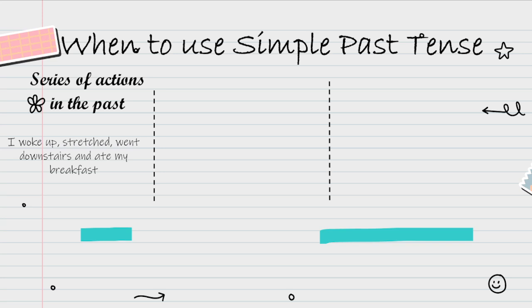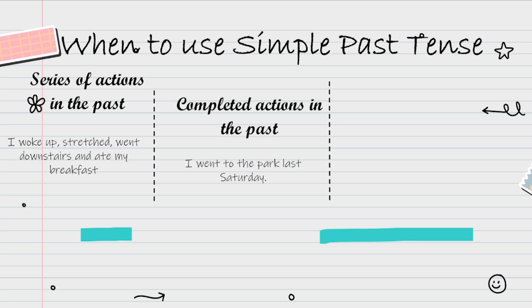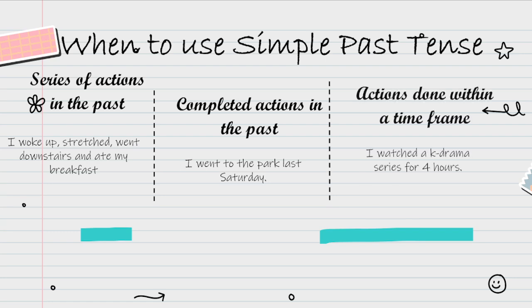Another situation, it is used to talk about completed actions in the past wherein we know when it happened. So you have to remember that to use the past tense, we have to know when it happened. So, I went to the park last Saturday. We know when it happened.